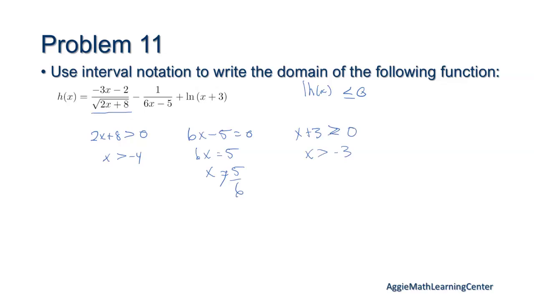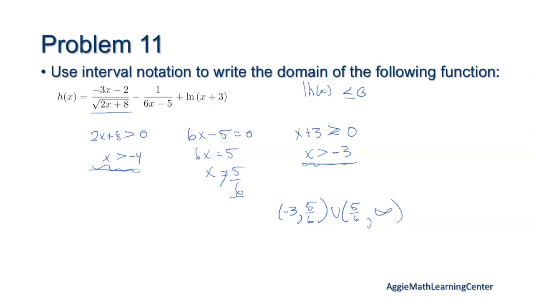So now if we look at all of our domain, this one and this one are very similar. Since we know it has to be greater than -3, then this one is kind of obsolete because this one takes precedence. So we're going to start there. We're going to go from -3 to 5/6, and then we're going to have a union, and we'll go from 5/6 to infinity. And there's our domain.